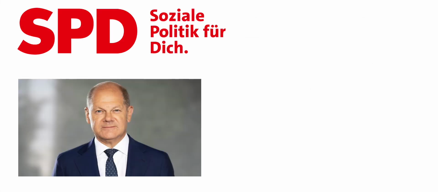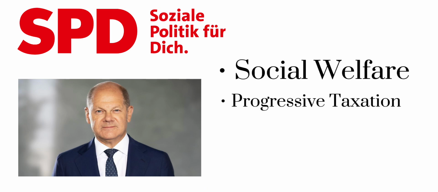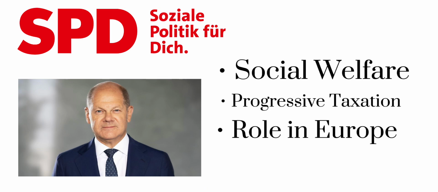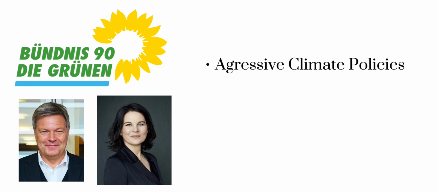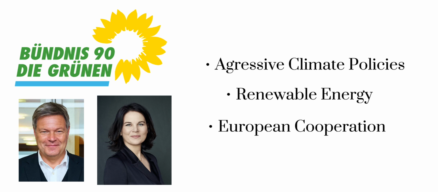The incumbent chancellor, Olaf Scholz, focuses on social welfare programs, progressive taxation, and Germany's role as a leader in Europe. However, his coalition government has faced criticism for handling the economy and migration policies. Co-leading the Greens, Robert Habeck and Annalena Baerbock advocate for aggressive climate policies, expansion of renewable energy, and stronger European cooperation. However, their policies have also raised concerns about rising energy costs.